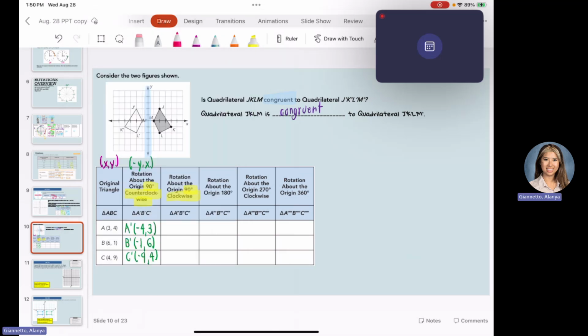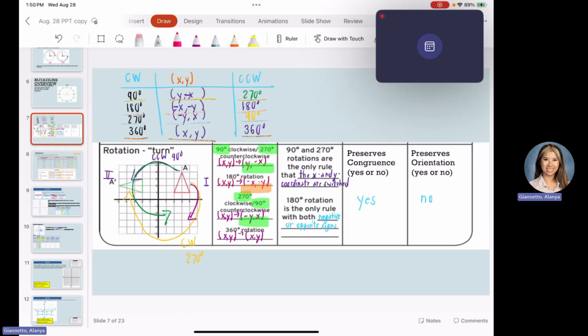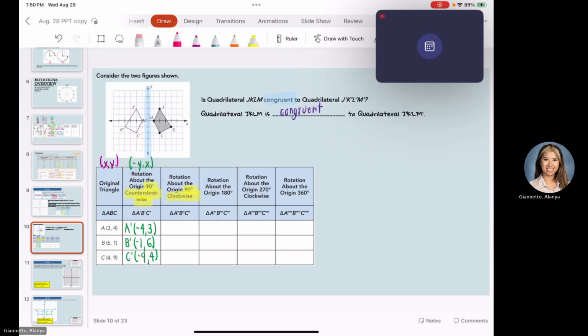Okay, so now we have to do a rotation 90 degrees clockwise. So if we look over here, clockwise of 90 degrees, the rule is y, comma, negative x. Okay, so A double prime this time is going to be positive 4, comma, negative 3. B double prime is going to be positive 1, comma, negative 6. C double prime is going to be positive 9, comma, negative 4.